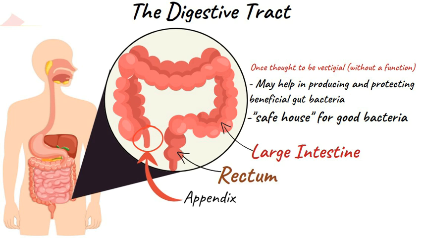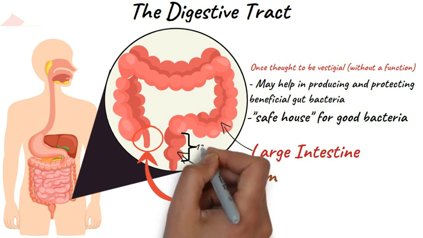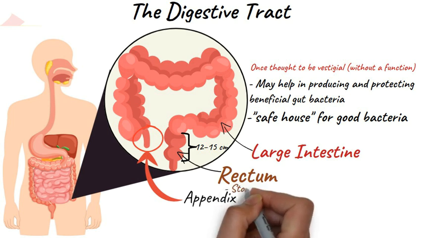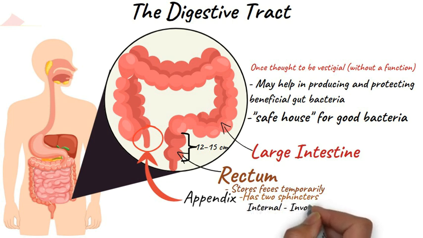The rectum is the final segment of the large intestine and it's about 12 to 15 centimeters long. It is located between the colon and the anus. It stores feces temporarily before defecation. The rectum has two sphincters, the internal one, which is involuntary, and the external one, which is voluntary. The voluntary sphincter enables the control of the release of waste. Stretch receptors in the walls signal the urge to defecate when it is full.